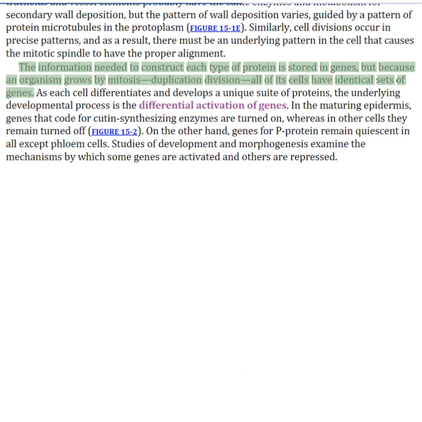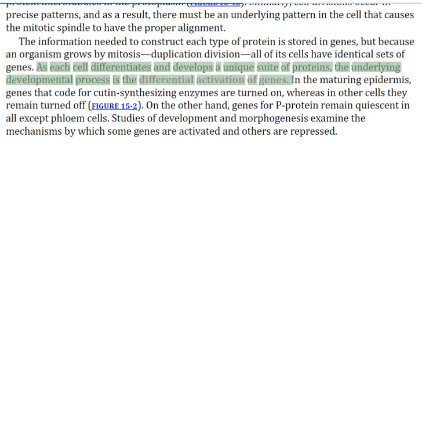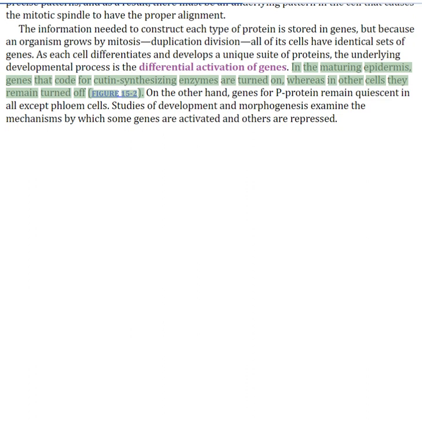The information needed to construct each type of protein is stored in genes, but because an organism grows by mitosis, duplication division, all of its cells have identical sets of genes. As each cell differentiates and develops a unique suite of proteins, the underlying developmental process is the differential activation of genes. In the maturing epidermis, genes that code for cutin synthesizing enzymes are turned on, whereas in other cells they remain turned off. On the other hand, genes for P protein remain quiescent in all except phloem cells.